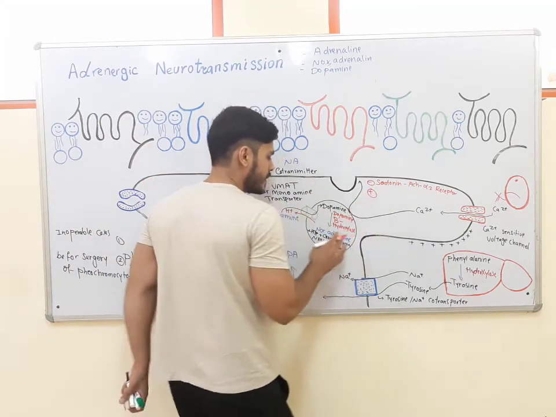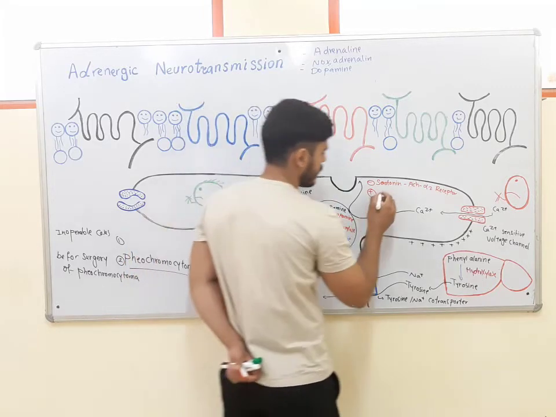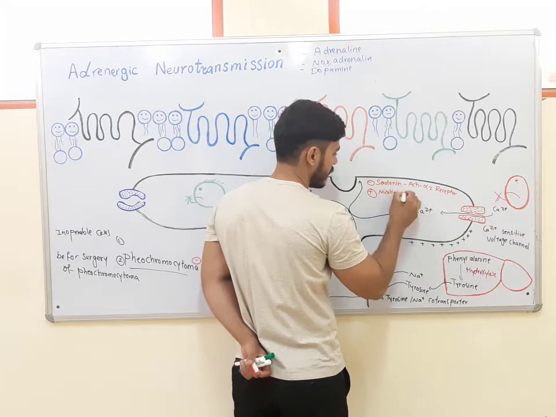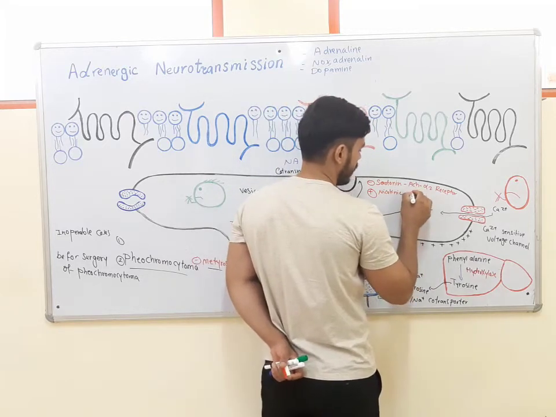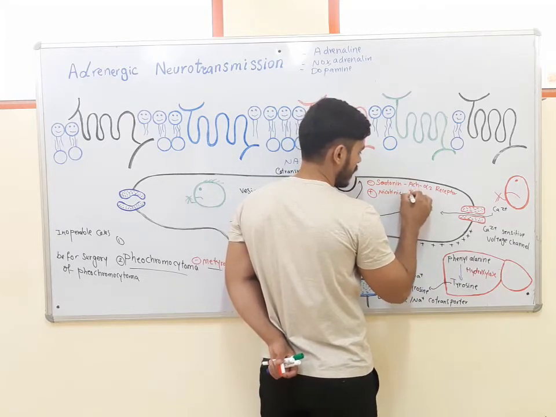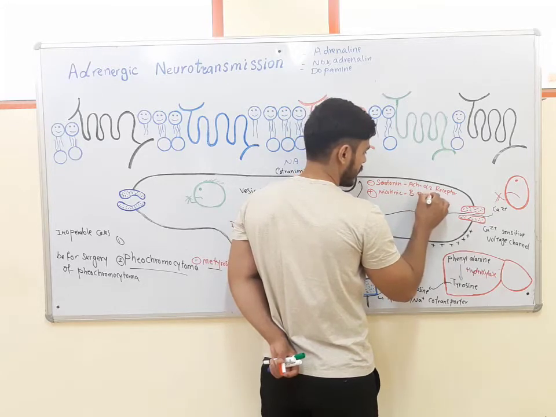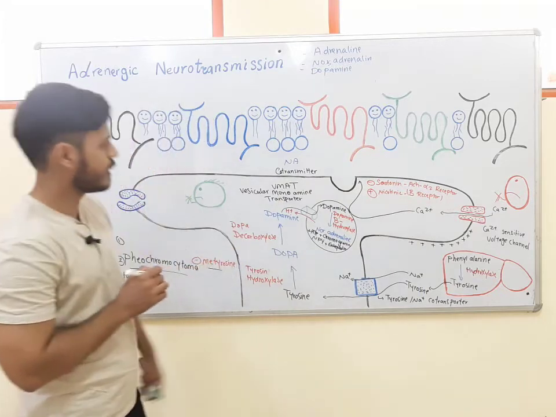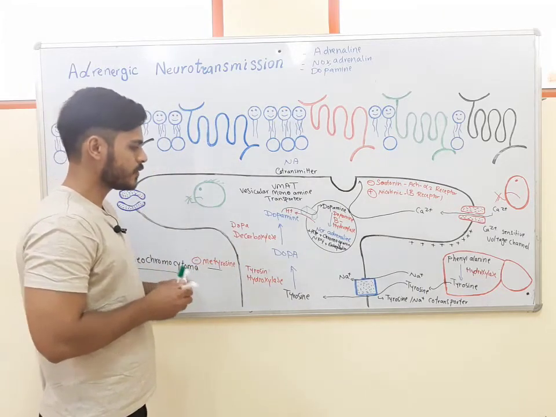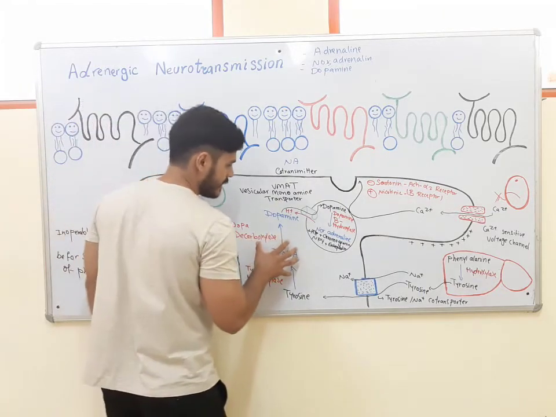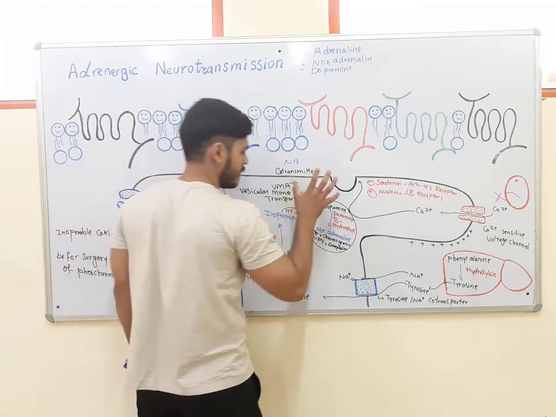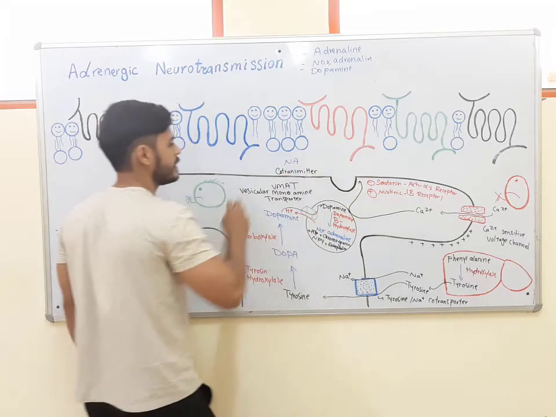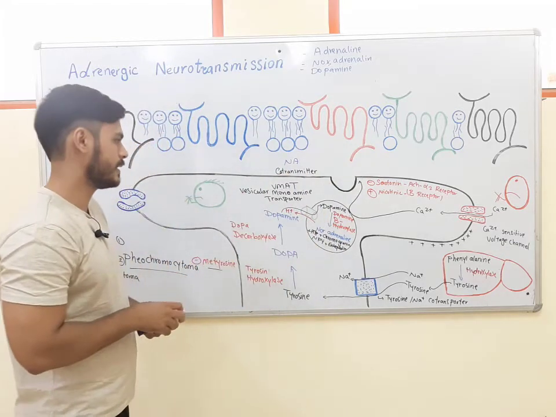But stimulators for these releasings are, when acetylcholine binds to the nicotinic receptor, it can increase. Also, when noradrenaline binds to the beta receptor, it can increase releasing of noradrenaline into the synapses. So the first step was synthesis, the second step was storage, and the third step was releasing of noradrenaline into the synapses.